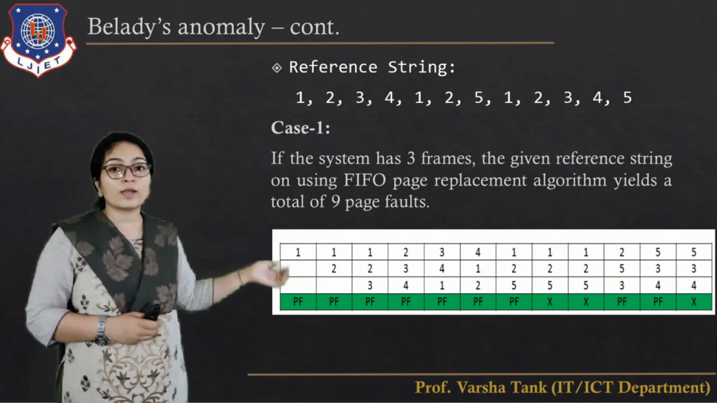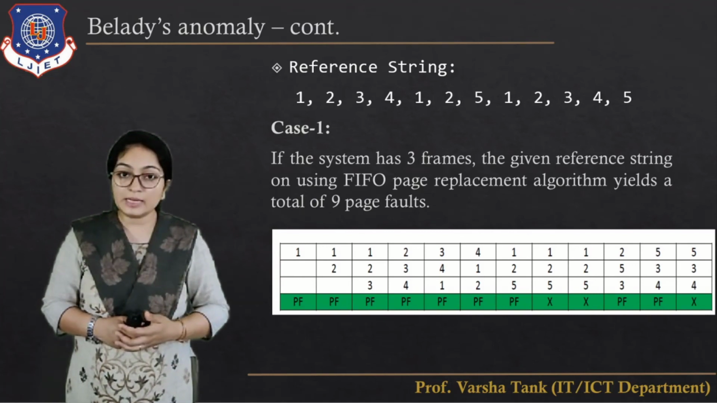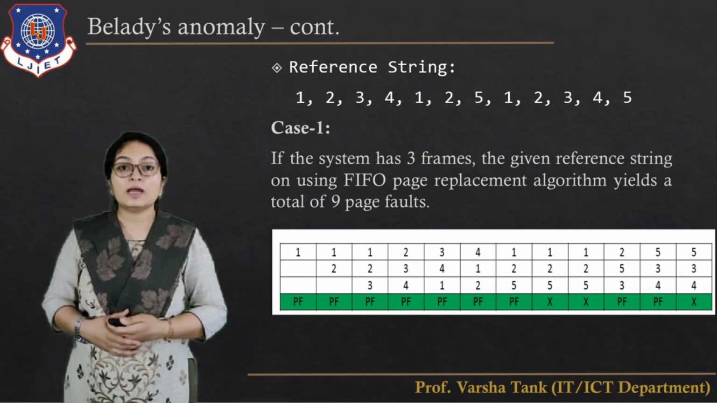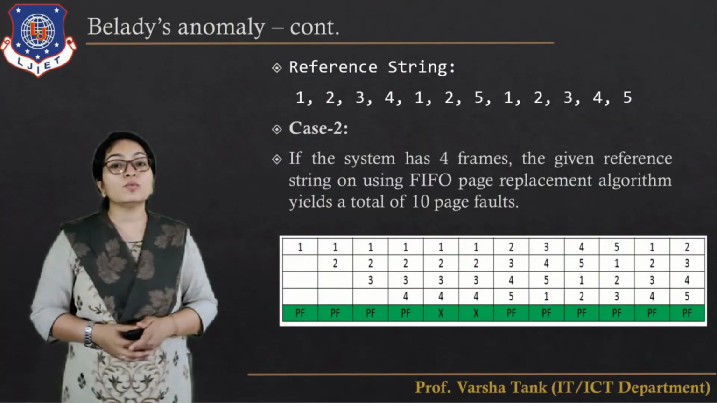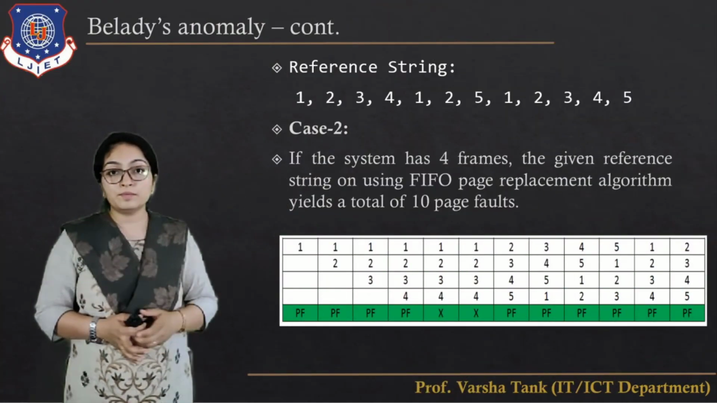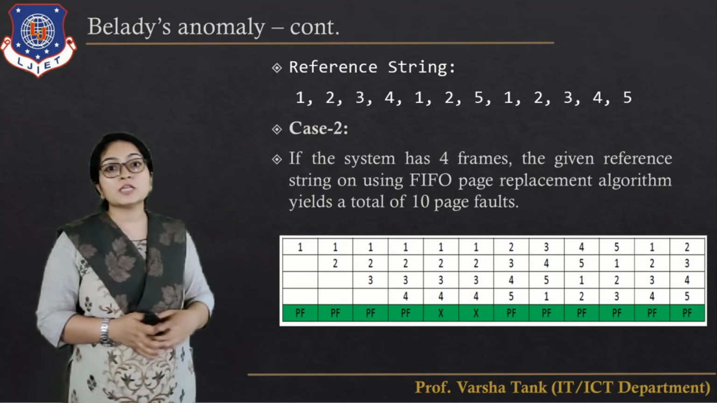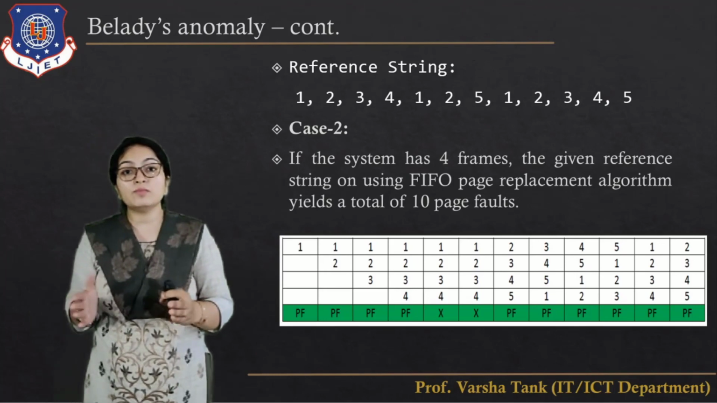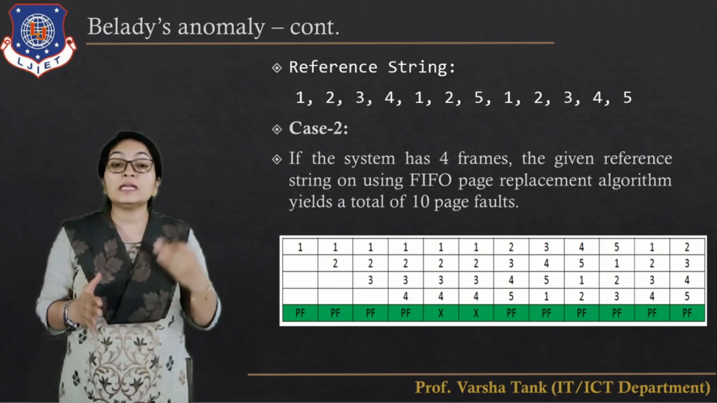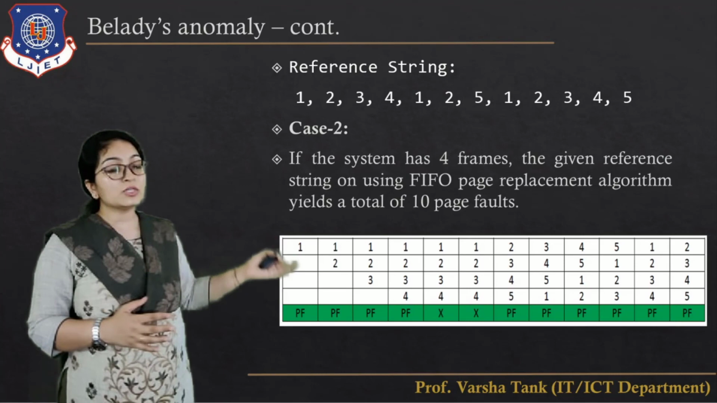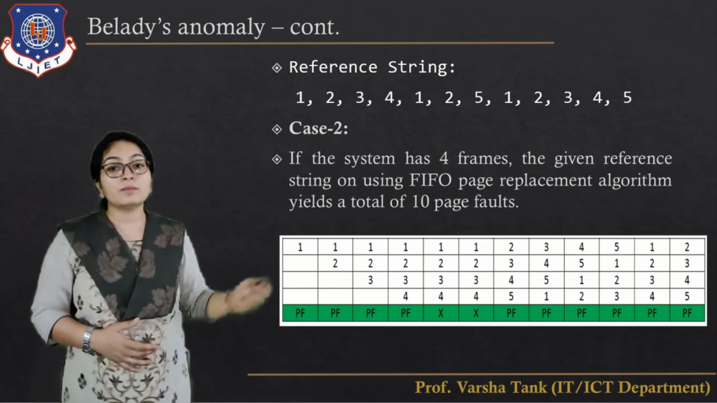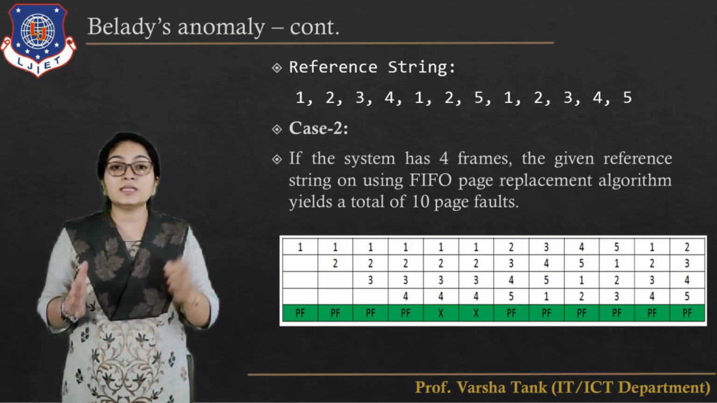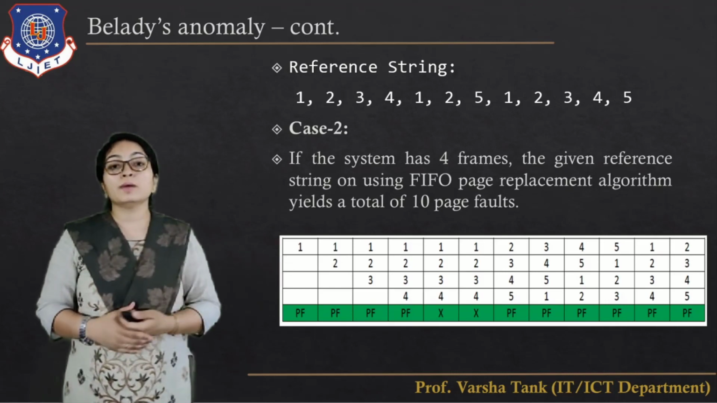Same way we have to calculate as we have calculated in the last slide. So you will get the 9 page faults. Now in case number 2, suppose you select 4 frames. At that time you will get page faults, that is 10. So here you can see if we are increasing the page frames, we get page faults in increasing number. So that is known as Belady's anomaly. Belady's anomaly means that if we increase the page frames, we may get an increasing number of page faults.